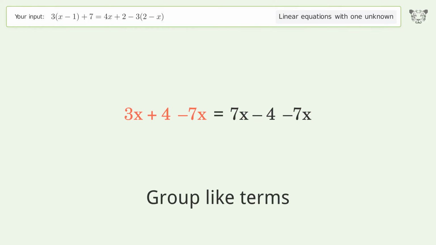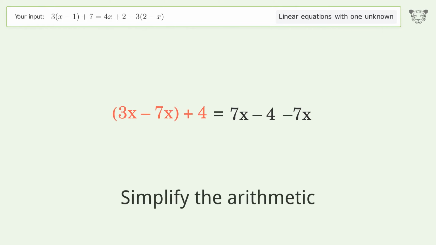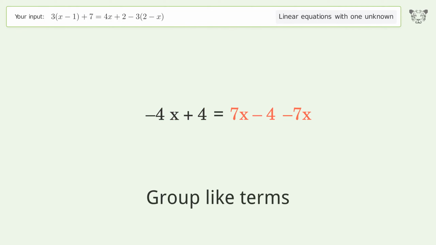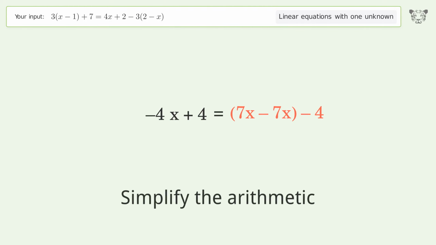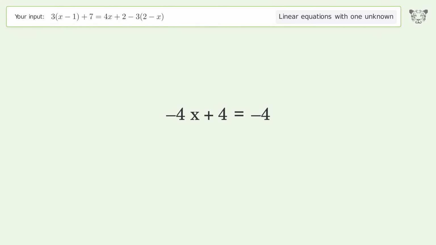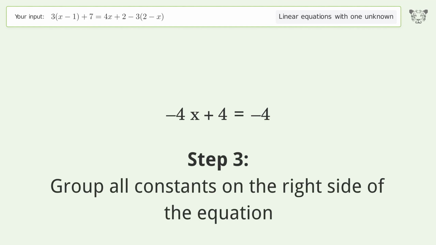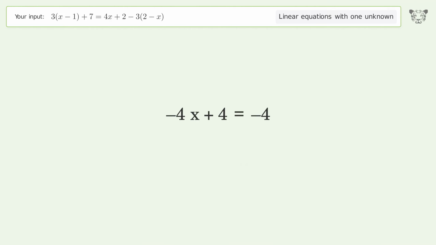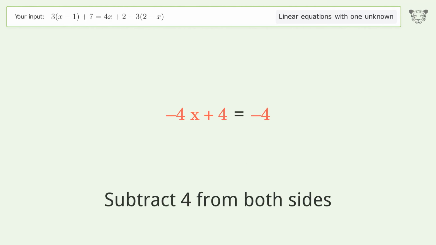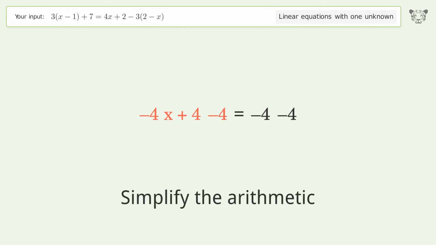Group like terms. Simplify the arithmetic. Group like terms. Simplify the arithmetic. Group all constants on the right side of the equation. Subtract 4 from both sides. Simplify the arithmetic.